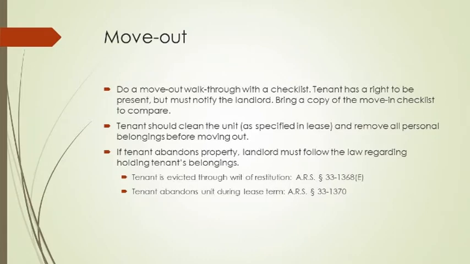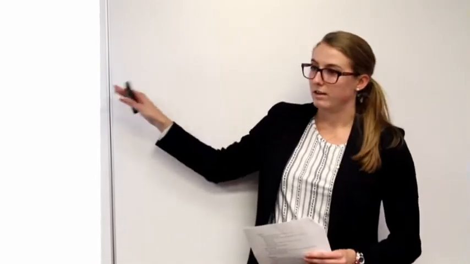Tenants, you have a right to be present to do a move out walkthrough. So the landlord will do that once the tenant has moved out to see the condition of the unit. The tenant has a right to be there if they would like to, but tenants, you need to notify your landlord that you want to be there. So when you move out, you need to give them notice that you're moving. At the same time, you can tell them, I would like to be present for the move out walkthrough. Do it in writing. I would say to do it at the same time as you do your notice that you're moving out.